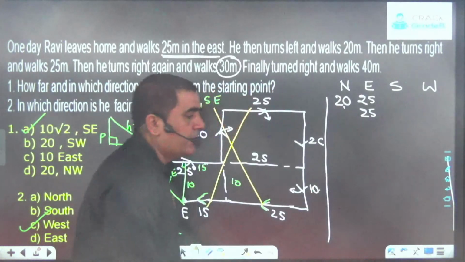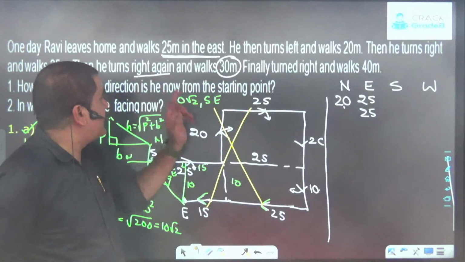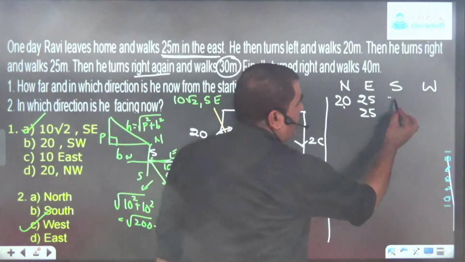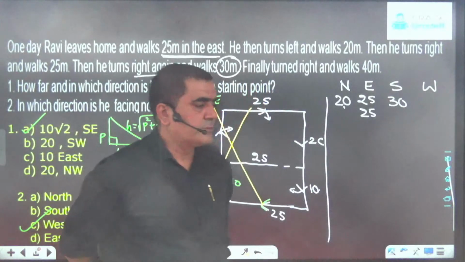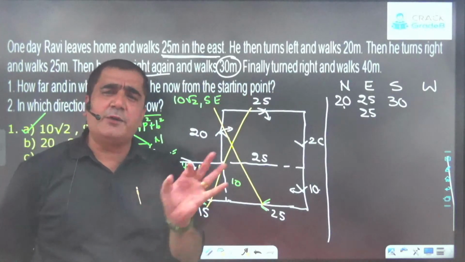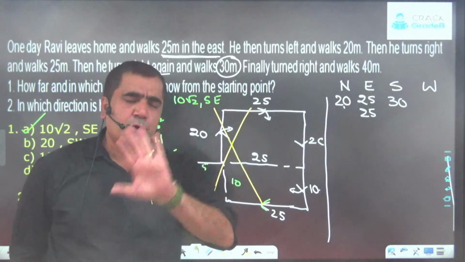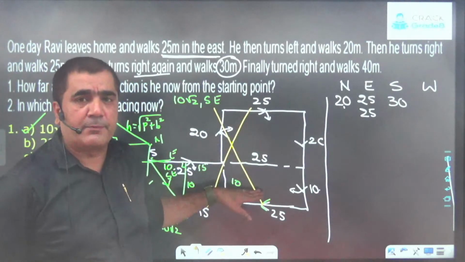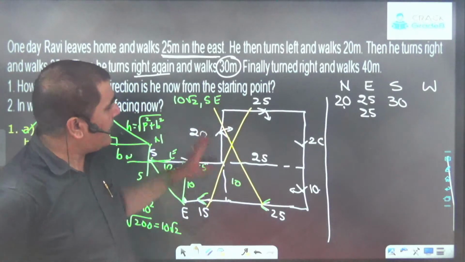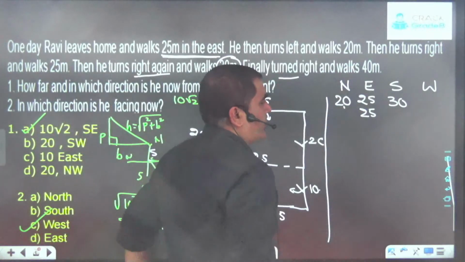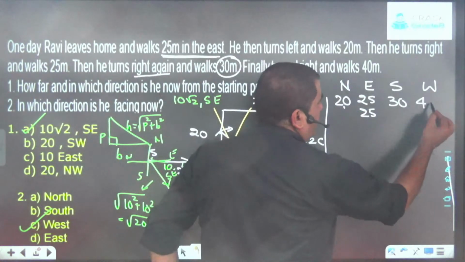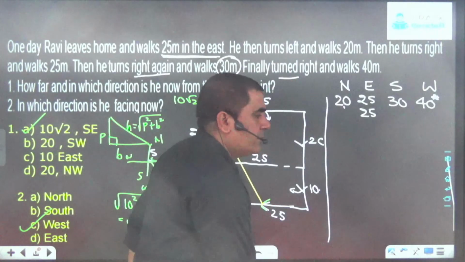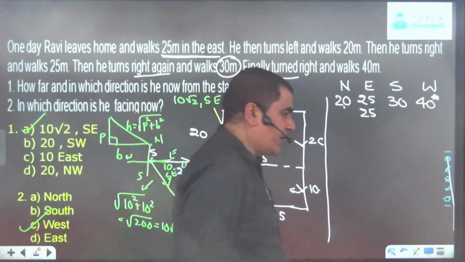Done. Thereafter, he again turns right and walks for 30. So right of east will be south. South will be 30. You simply have to read the statement and simply have to write the number. Nothing more than this. No complications, no headache of plotting the map. You are not supposed to plot the map. And at last, they turn right and walk 40. At the last point, you have to put your star.